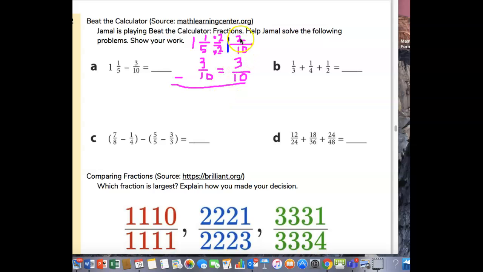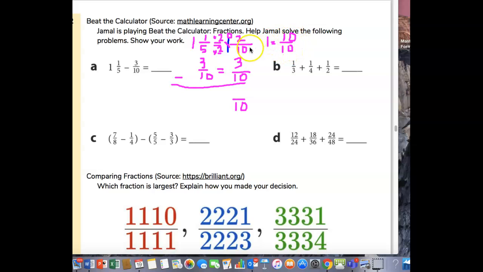We only can subtract the numerators because the denominators stay the same. So we can't take 3 from 2. So we have to borrow from this 1. Then this becomes 0. And now we have to change that 1 into a fraction using the denominator that we're working with. So what is 1 with the denominator 10? Well, we know that anytime a number is over itself, that's 1. So borrowing 1 is the same as borrowing 10/10.